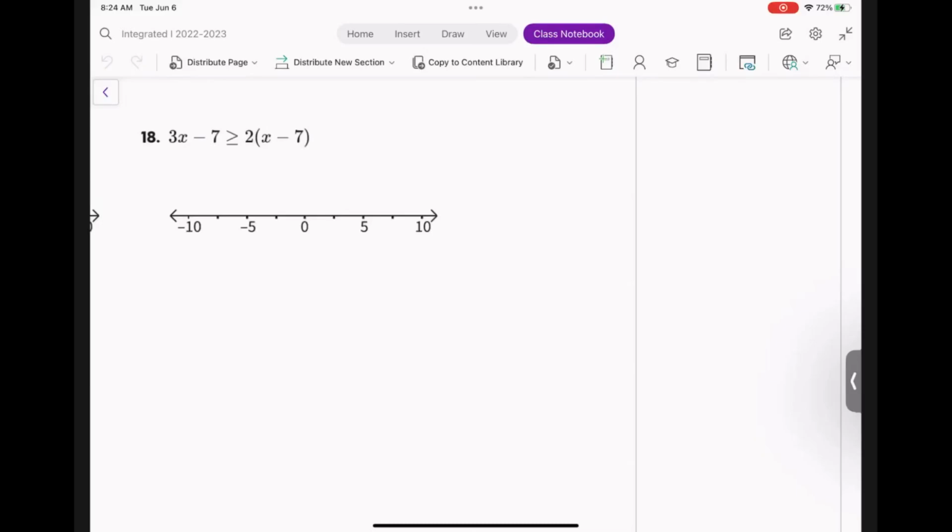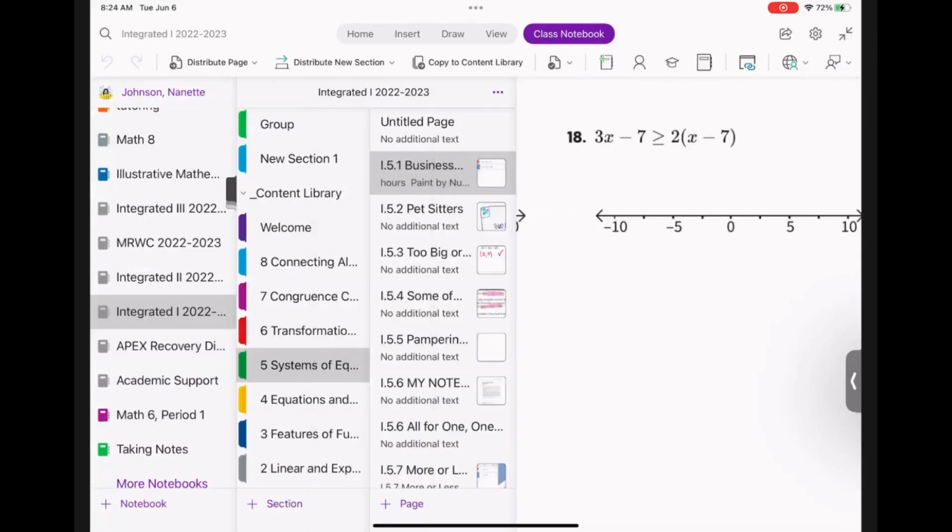So in, I don't even remember the way this is. This is 5.1, number 18.